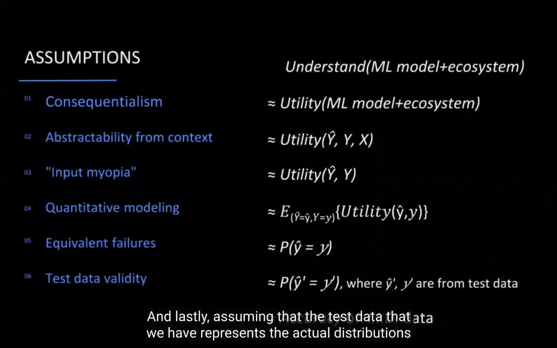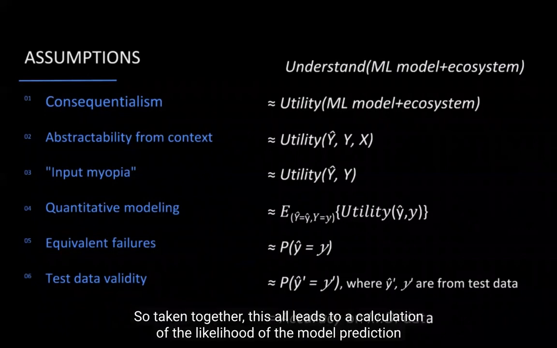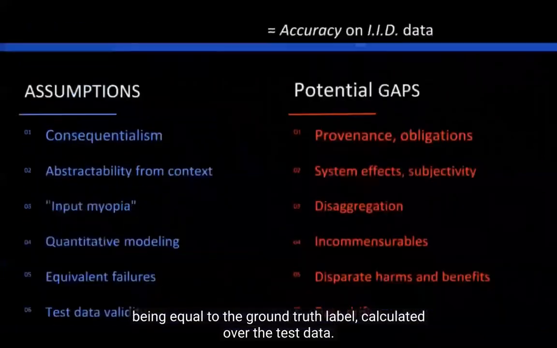And lastly, assuming that the test data that we have represents the actual distributions in the ecosystem. So taken together, this all leads to a calculation of the likelihood of the model prediction being equal to the ground truth label calculated over the test data.